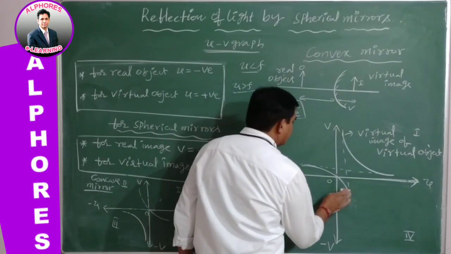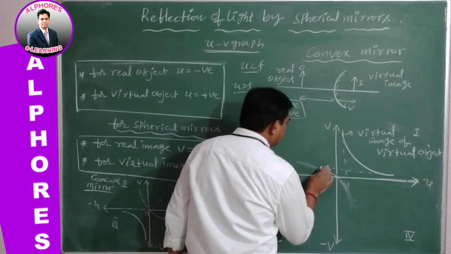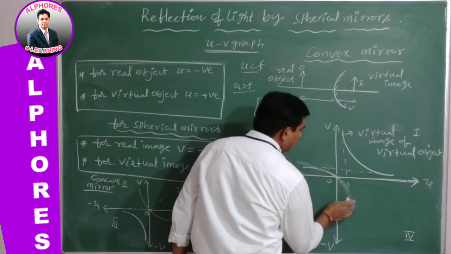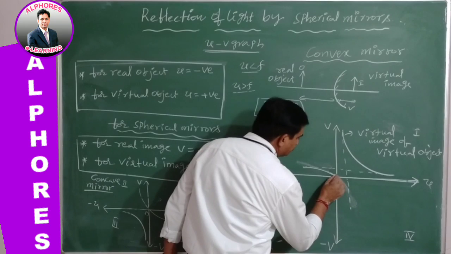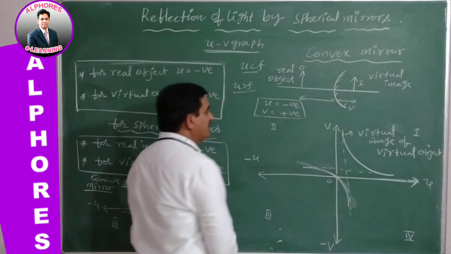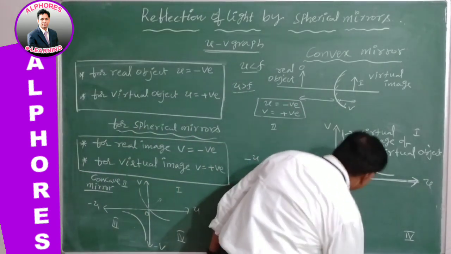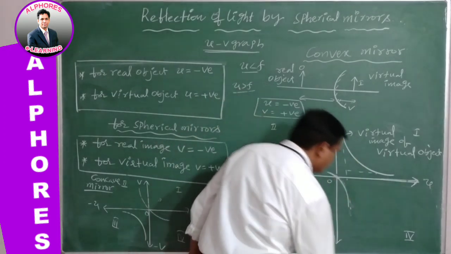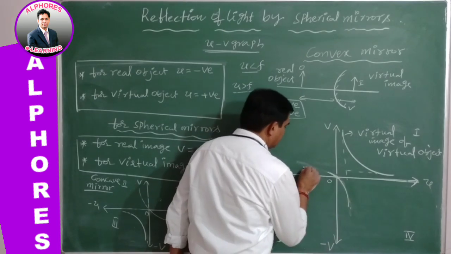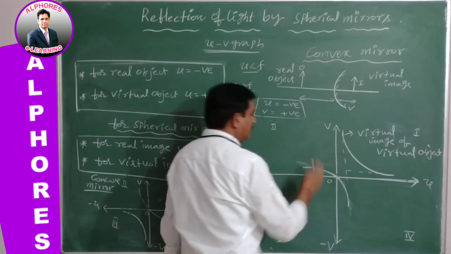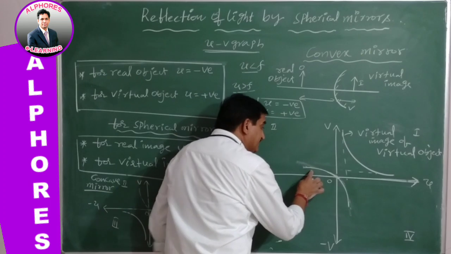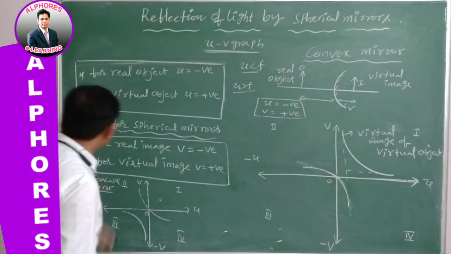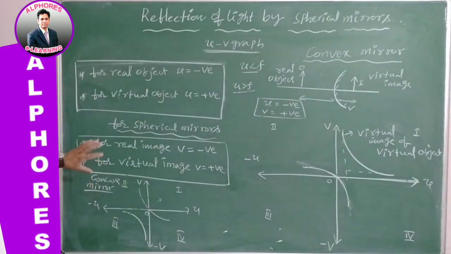Based on the sign conventions, we can give its name. See here, the name is... This part is extended in the second quadrant, V positive, U negative. Based on these signs, we can decide its name.